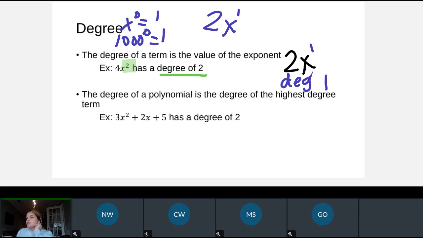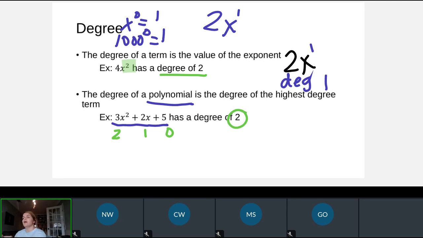Okay, so just like each term can have a degree, the entire polynomial also has a degree. The degree of the polynomial is determined by the highest degree term. So you would look at the entire polynomial, like this one, 3x squared plus 2x plus 5. The first term has a degree of 2. The second term has a degree of 1. The third term has a degree of 0. So to determine the degree of the entire polynomial, you look at the highest degree. So that would be 2.